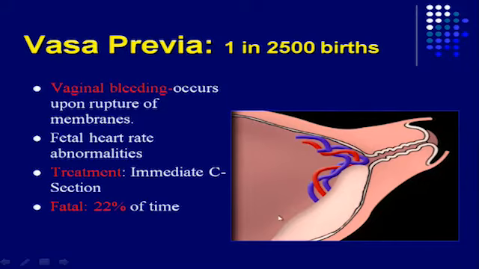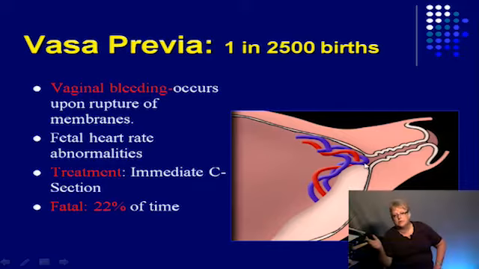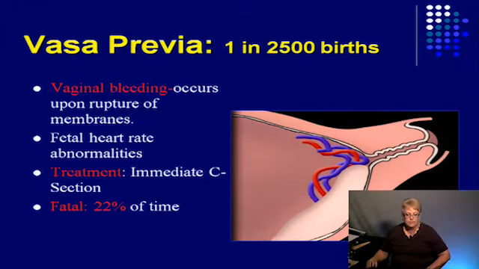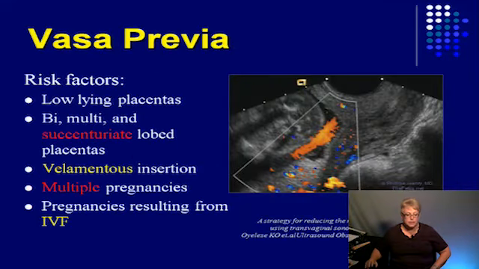So if you have a low-lying or a partial marginal previa in the second trimester and it moves out of the way, please, please, please put color on over that cervix. Make sure there's no vessels still sitting over that cervix. You can make a huge difference in this woman's care and the baby's outcome.